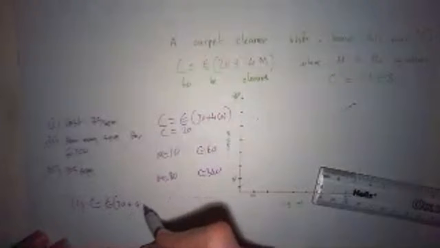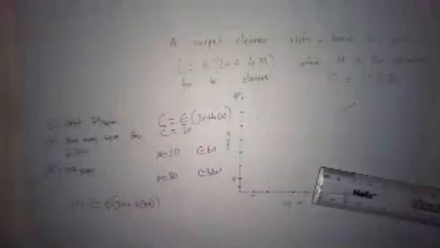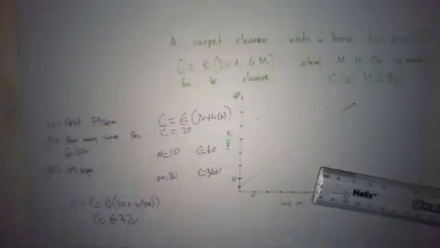So let's see, are we right? Okay, so for part 1, C is going to be equal to, in euros, 20 plus 4 times 75. So it's actually 320, isn't it? C is equal to 320, we were very close. And that's with me with no graph paper, but there you go. Okay, so let's have a look at the second one then. How many square meters for €200?